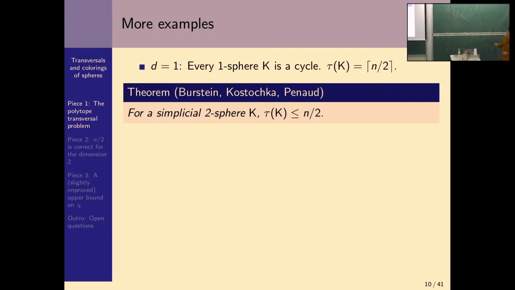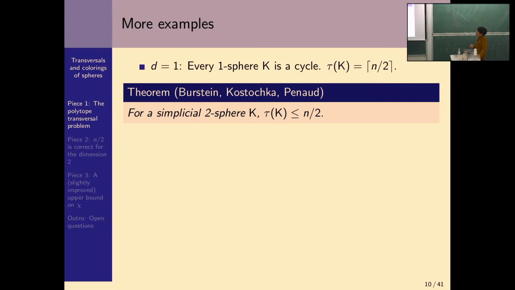When d is equal to 1, this is the only case that does not satisfy it exactly, but still asymptotically this is n over 2, the ceiling of n over 2. And the one-sphere, the one-dimensional sphere, combinatorial people maybe will not use that. You will say that it is a cycle, right? And the cycle has a transversal number, the ceiling of n over 2. And this was an easy case.